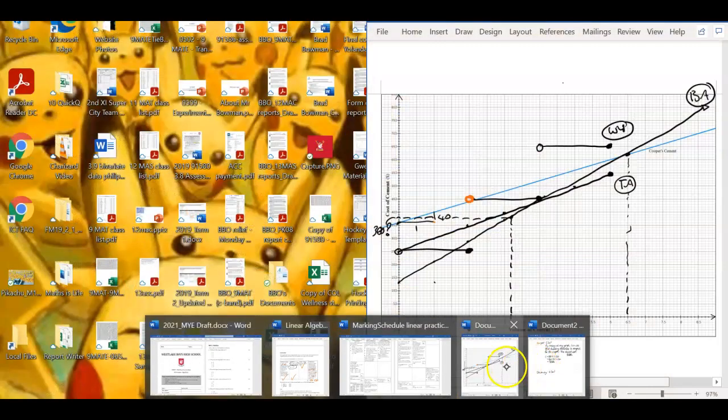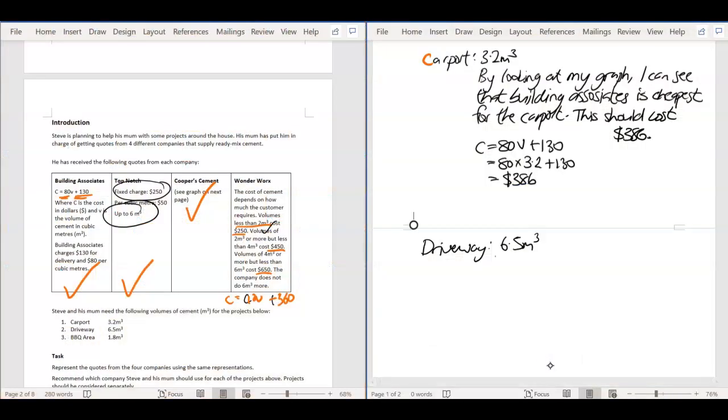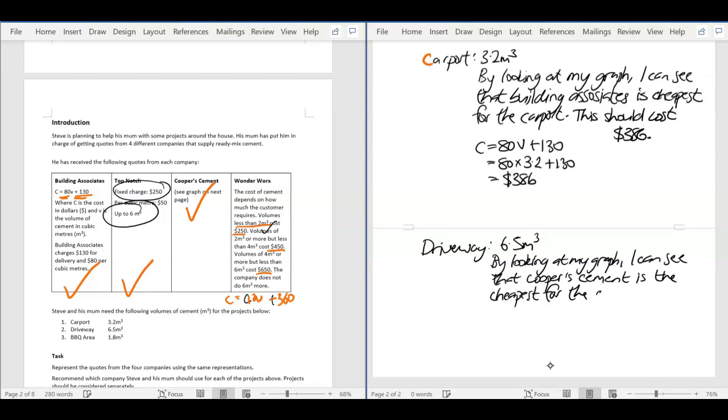So we're then going to go back to our wordy. So by looking at the graph, it's the same as last time. By looking at my graph, I can see that, started writing Building Associates, that Cooper's Cement is the cheapest for the driveway.